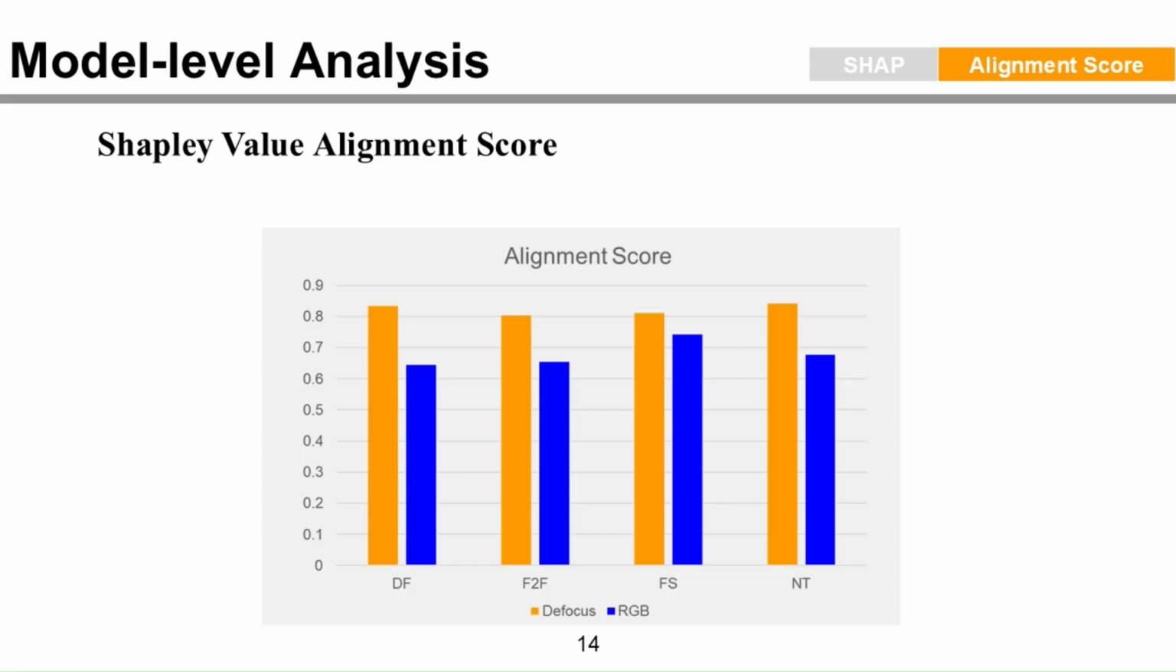Quantitatively, we compared the average alignment score over 1,000 fake images for each fake type. And the defocus model shows consistently higher alignment score across all samples.